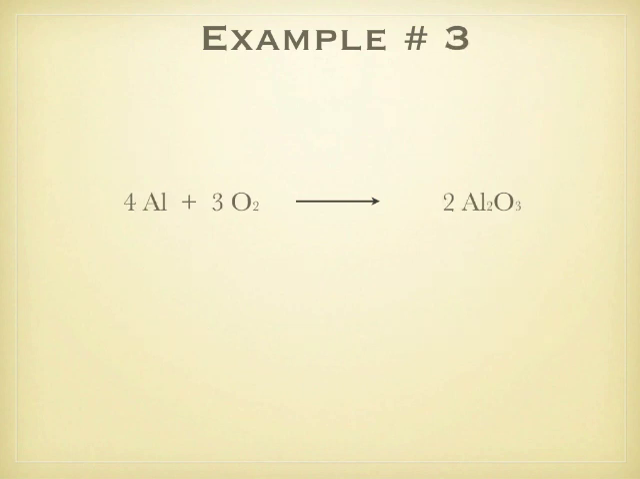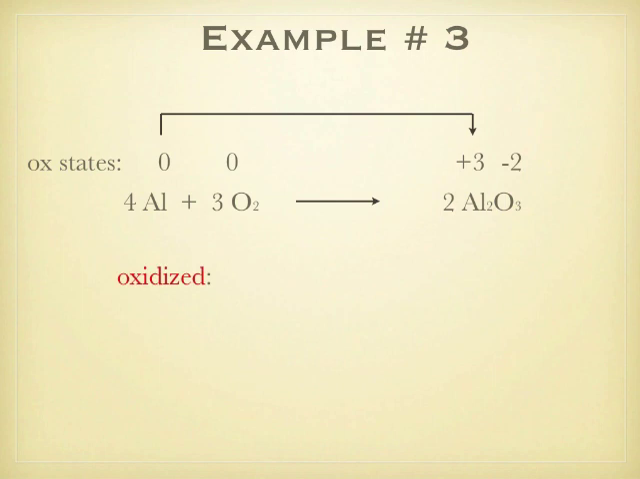Let's try one more. Oxidation states. On the left, we've got 2 elements. Those are 0. Ionic compound on the right, so it's just our normal charges. Oxidized: aluminum went from 0 to +3. It became more positive. It lost electrons. That's LEO: loss of electrons, oxidation.